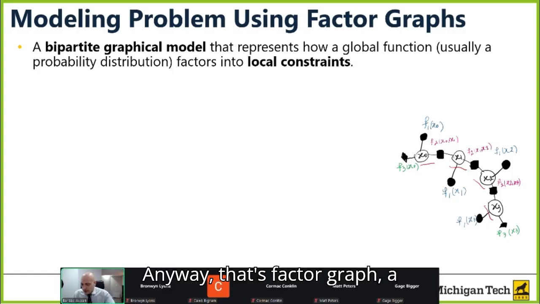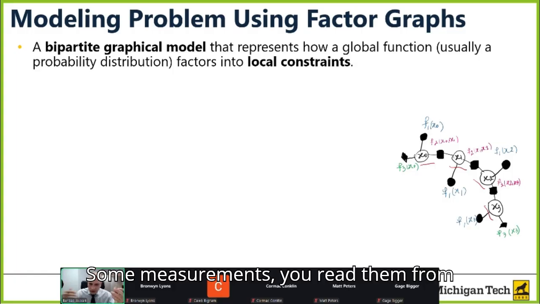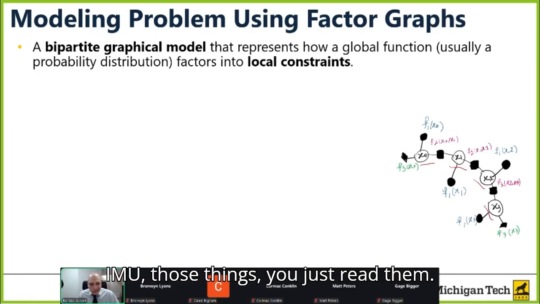Anyway, that's a factor graph, a bipartite graph including some unknown and some known. Those things we call factors. Factors are based off measurements. Some measurements you read from the environment. Some measurements are inside the robot, like odometry and IMU, those things you just read.